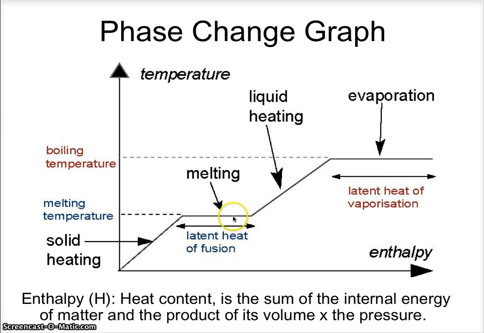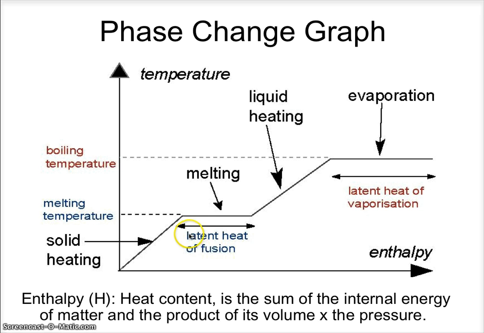So the latent heat of fusion is what we use, and that occurs when the object is melting. And over here is the latent heat of vaporization, which corresponds to the energy that is used to completely change the phase from a liquid to a gas.